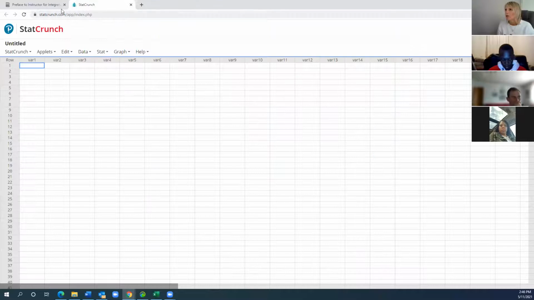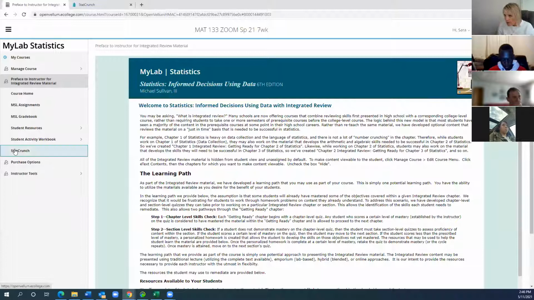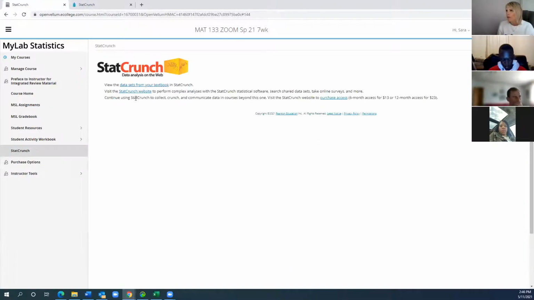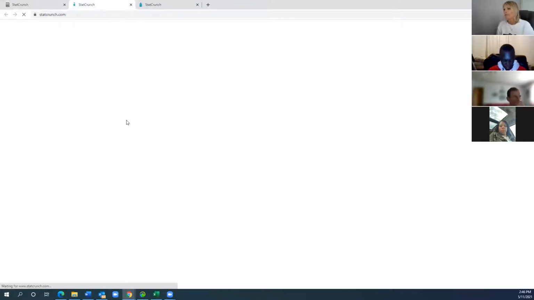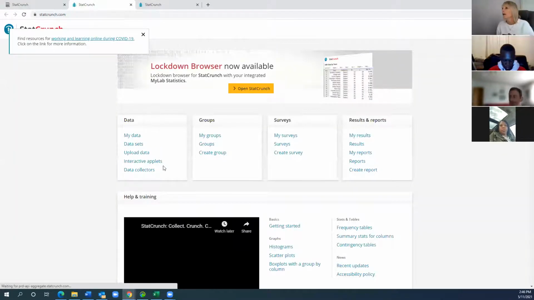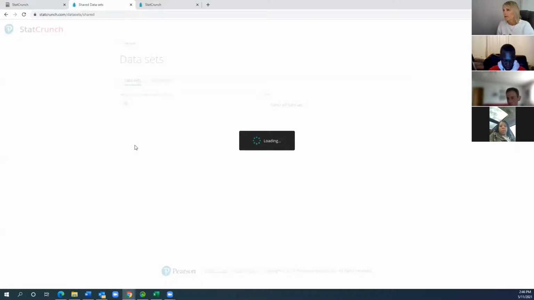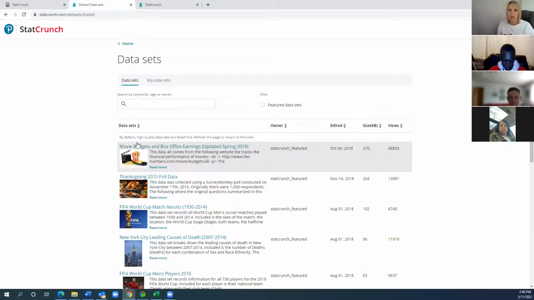So if you go back to the main screen and hit Statcrunch, and then click on Statcrunch website, and then you're going to click on data sets. So not my data, but just click on data sets. This will be data sets that are just put out by different people in Statcrunch, which is really nice.